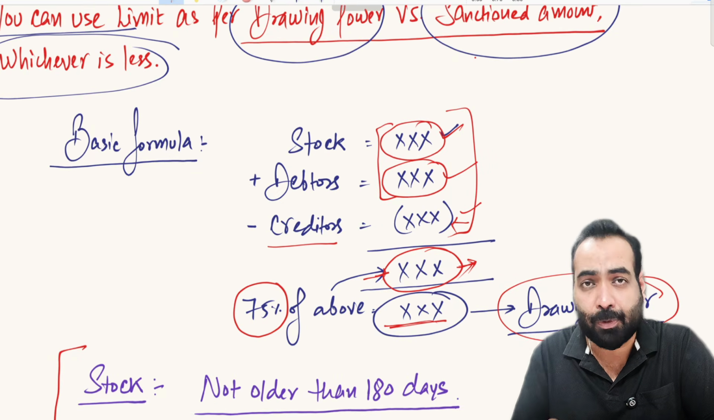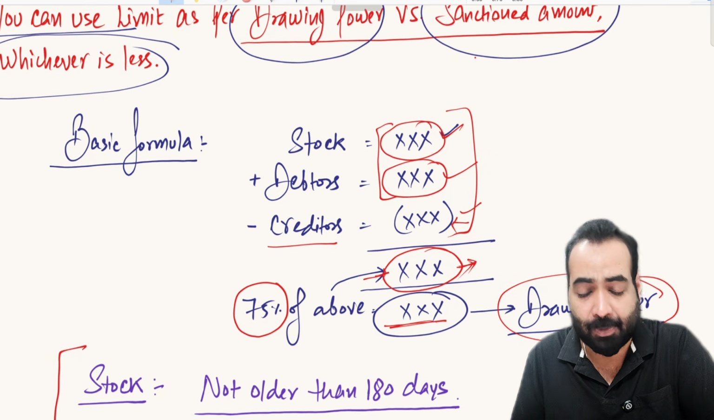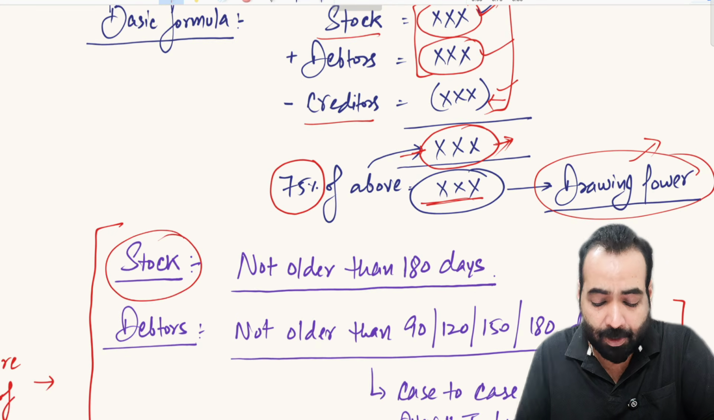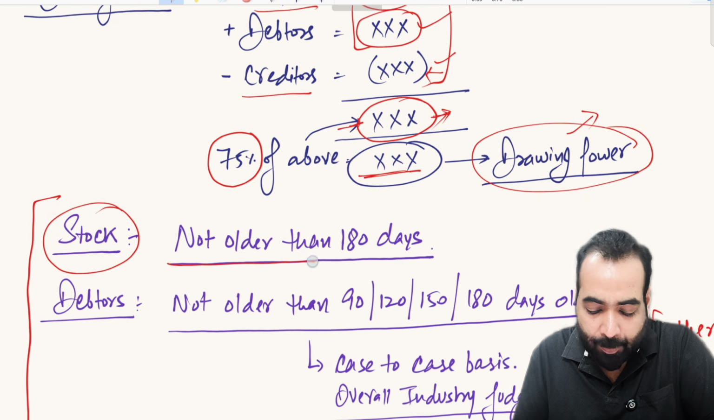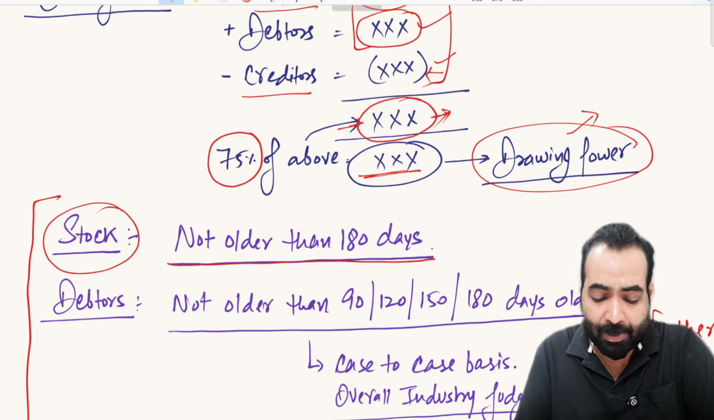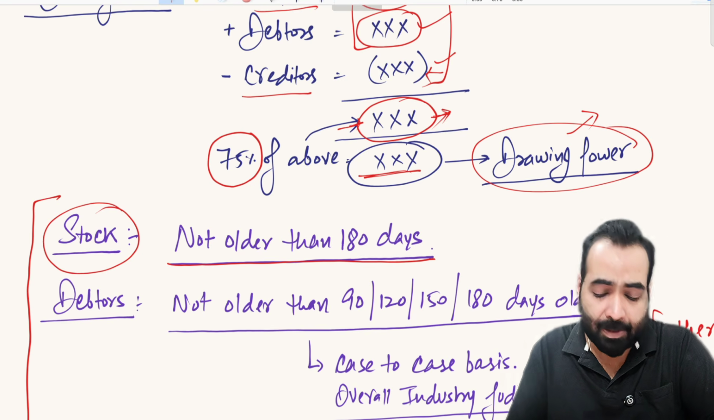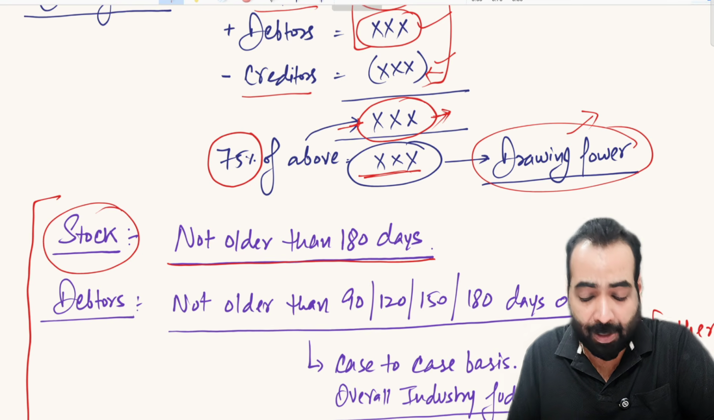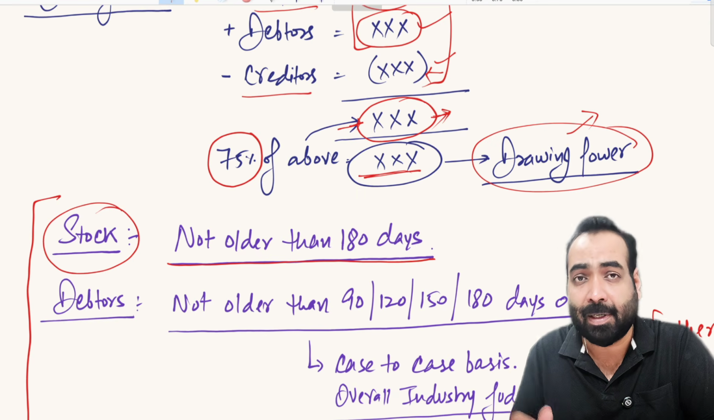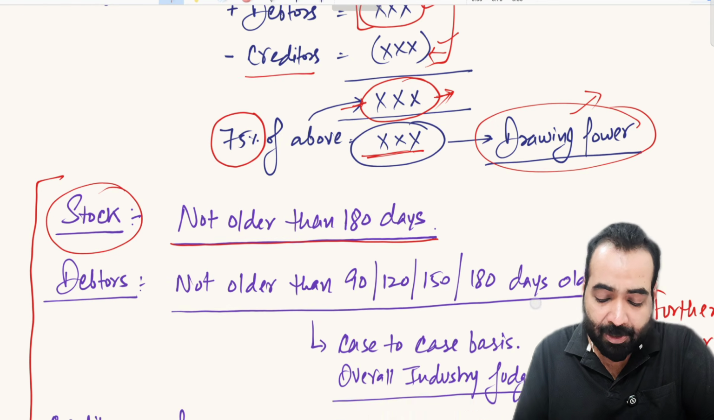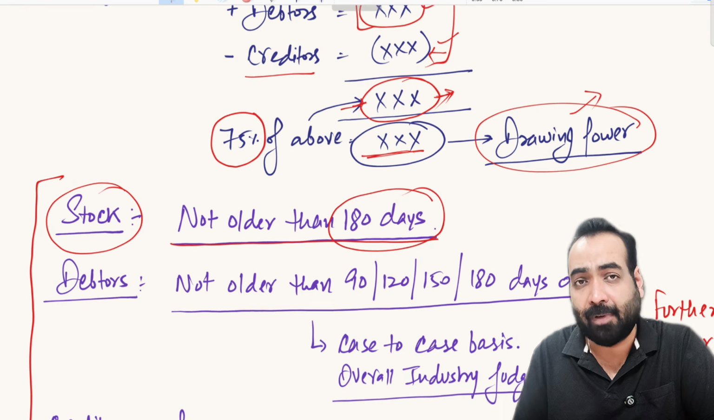There are a few things to understand in these 3 items. First, let us pick up the stock. For stock, your stock should not be older than 180 days. Of course, this norm may be different from industry to industry, and it also depends upon the risk call taken by the bank. Some banks may allow even 270 days old, some banks may allow only 90 days old, right? But generally it is a standard 180 days.